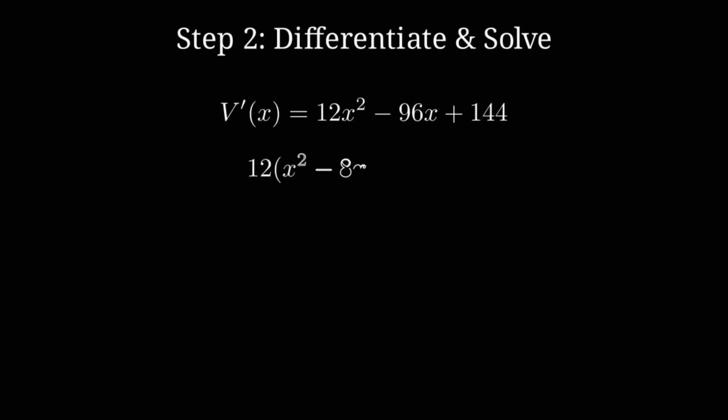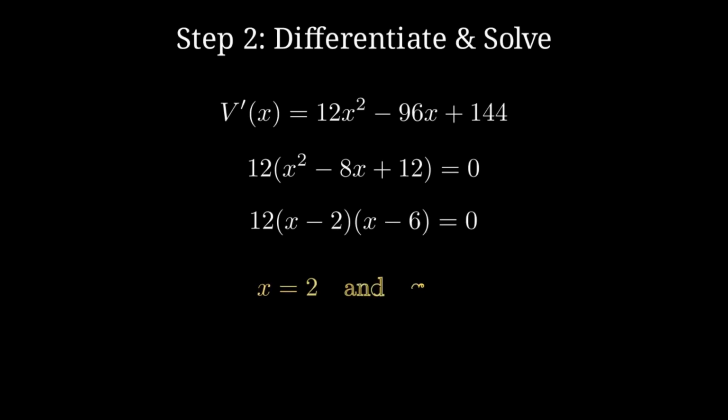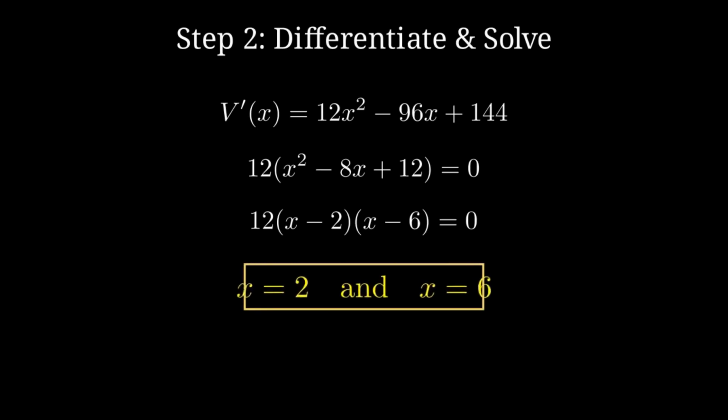Next, we find the derivative of the volume function and set it to 0. Factoring the resulting quadratic equation gives us two critical points, x equals 2 and x equals 6. We must now determine which of these points, if either, provides the maximum volume.